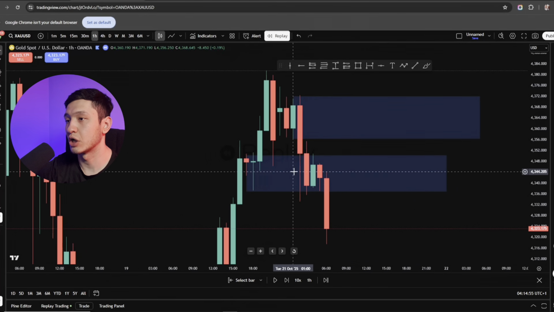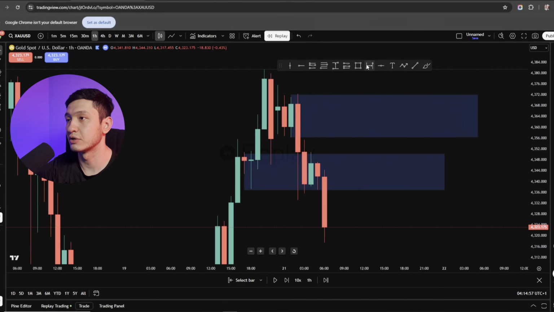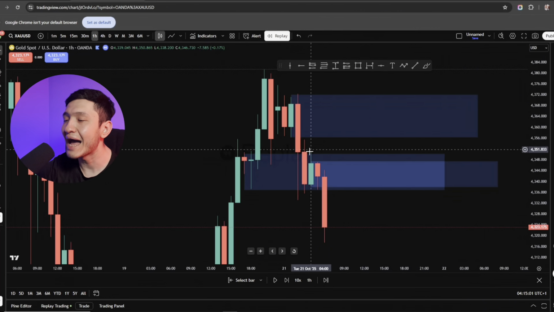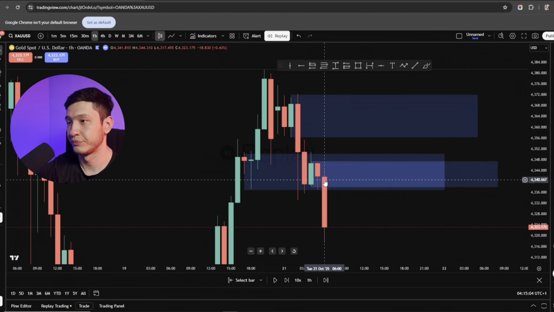So looking at the chart, once I got the clear breakout of my external low, the only high which actually caused this breakout will be this high. And that high will be my external point, all right?